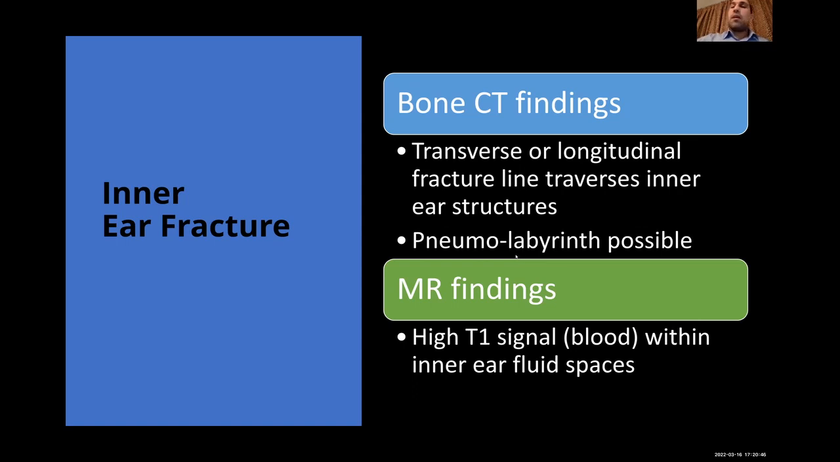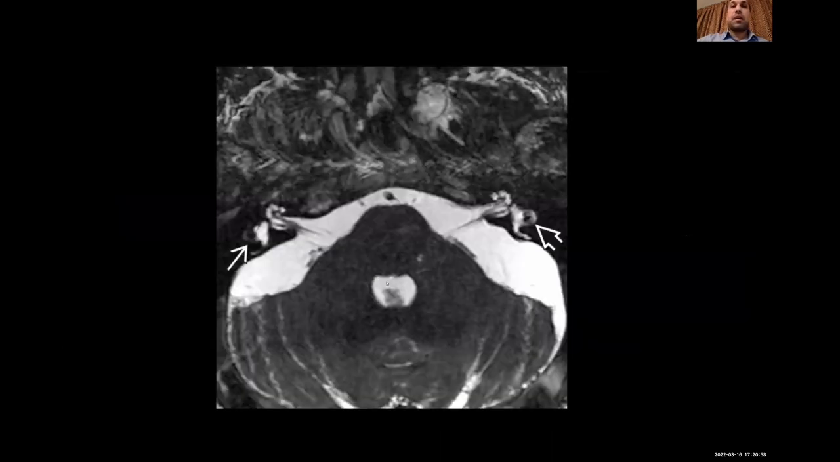Pneumolabyrinth, air within the fluid, is one of the signs of labyrinthine involvement. High T1 signal denoting blood in the inner ear. Like here, you will find a comparison between both sides. This high signal, but loss of the signal here denoting hemorrhagic component following trauma. Okay, so here it is.